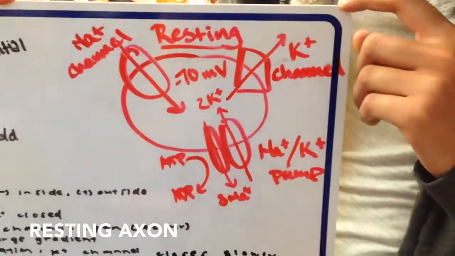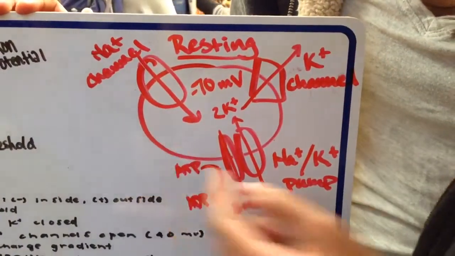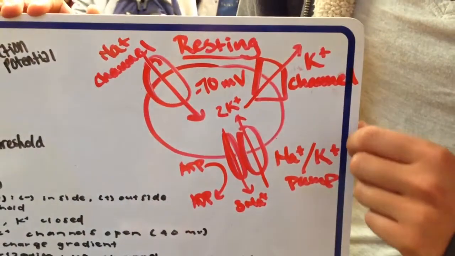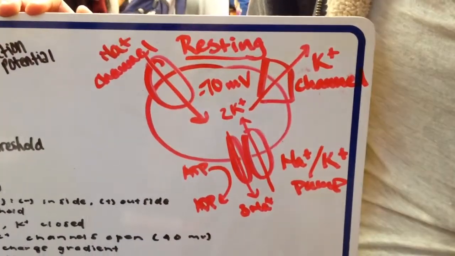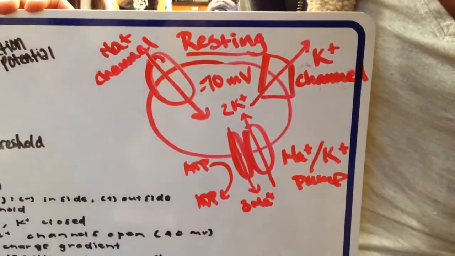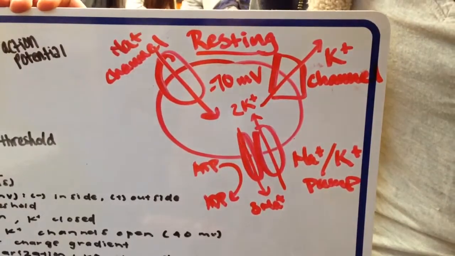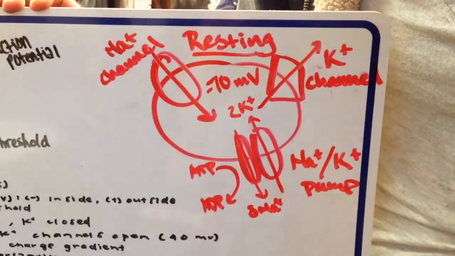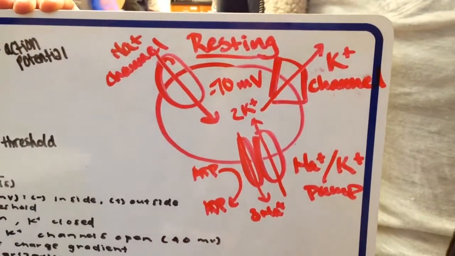So this is a diagram of the resting axon. Here it contains an Na plus channel and a K plus channel, which perform passive transport and flow by the voltage gradient and the concentration gradient. And here is an Na plus and K plus pump, which uses ATP to pump 3 Na plus ions out of the axon and 2 K plus ions into the axon.